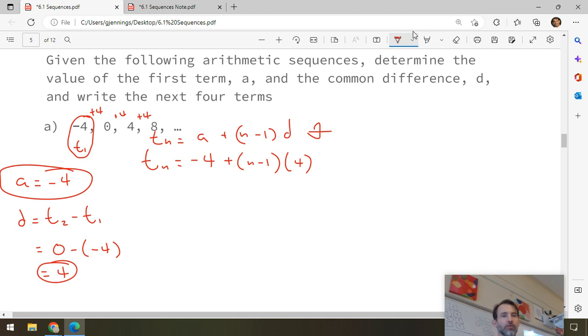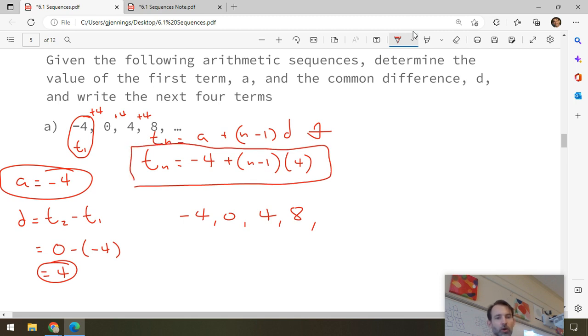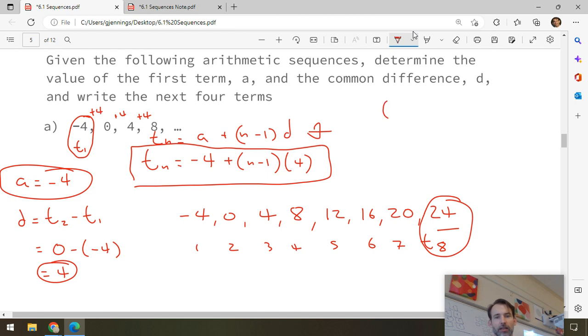So then it says write the next four terms. Well, here's the first four, minus 4, 0, 4, 8. And to complete this task, I really don't need this formula here, but I can use it to check my work. Let's just add 4 is 12, add 4 is 16, add 4 is 20, add 4 is 24. No problem. Now this here, that would be the 1, 2, 3, 4, 5, 6, 7, 8th term. So that's like T8 is 24. Let's go ahead and check that.